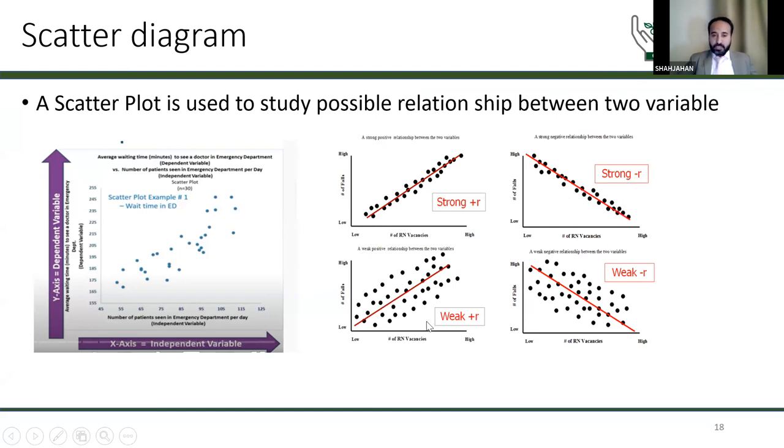And if you see here, when we have dots very far from this line, it is a weak positive relationship. But when this line is coming down here, then this is a weak negative relationship. So this diagram we are using to visualize our data, whether there is a positive relationship or a negative relationship in the data.